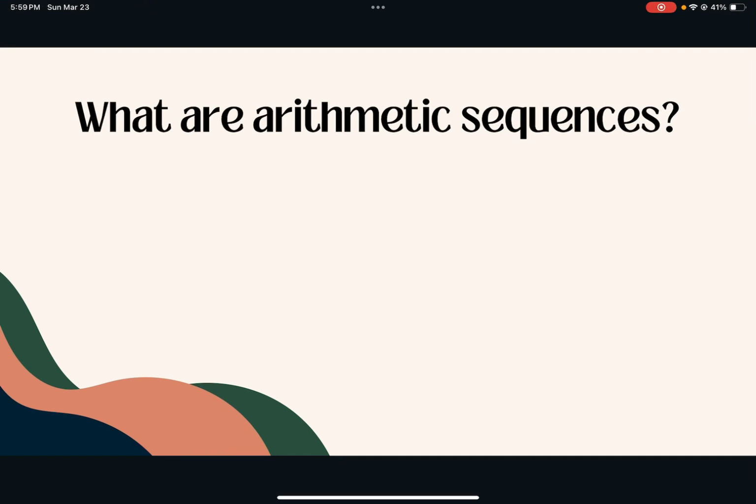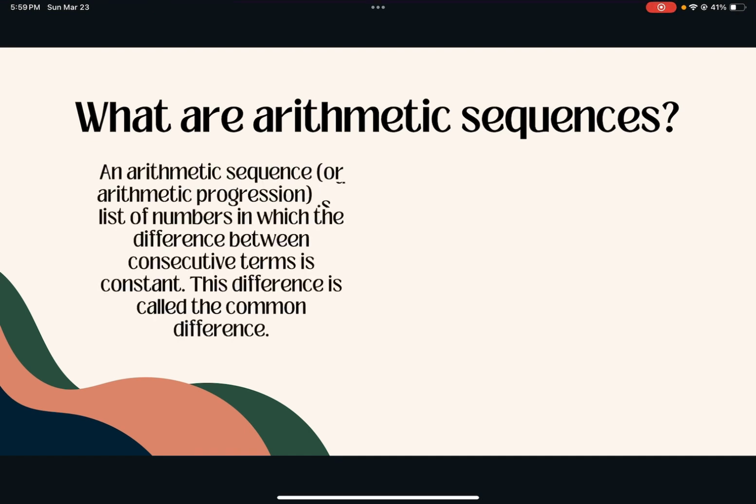Okay, so first of all, what are arithmetic sequences? An arithmetic sequence, which is also known as an arithmetic progression, is a list of numbers in which the difference between consecutive terms, that means they follow each other, is constant. And if you haven't learned about constant or linear, then make sure to check out my slope-intercept form video. So this difference is called the common difference.